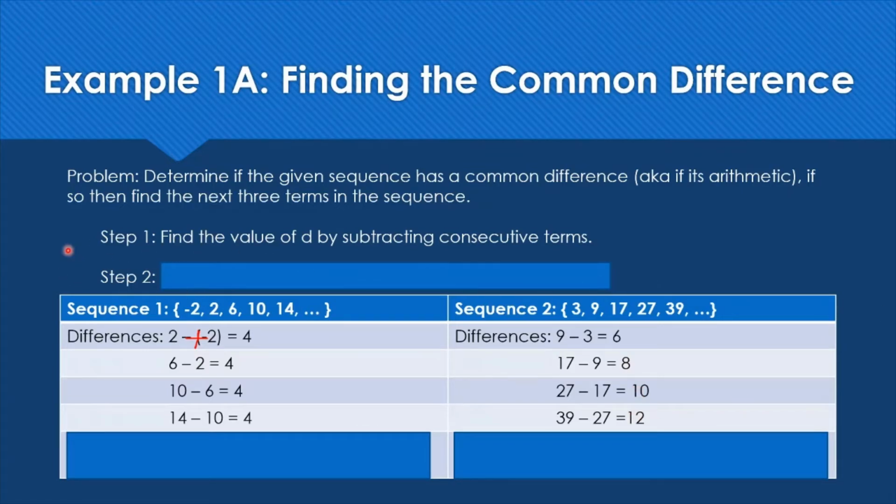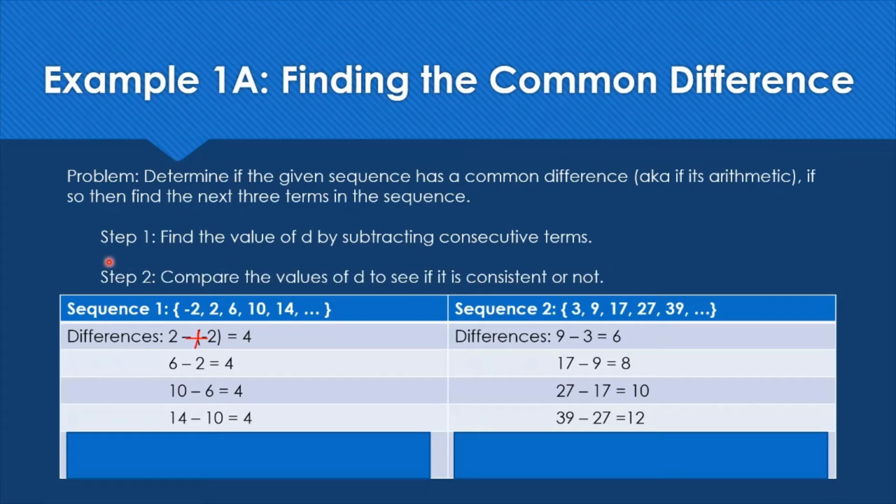So you see right here we have a second step. If we move on to our second step, we have to compare our values of D to see if there is a consistent difference or not. So in the case of sequence 1, we found that we have a difference of 4, 4, 4, and 4. That would mean that we do have a consistent difference and that this does have a common difference, which would in turn make it arithmetic. In the second set, we actually do not have a consistent one because we have 6, 8, 10, and 12. Technically, you only need to have 2 differences be non-matching for this to be improper. So in this case, this is not an arithmetic sequence.